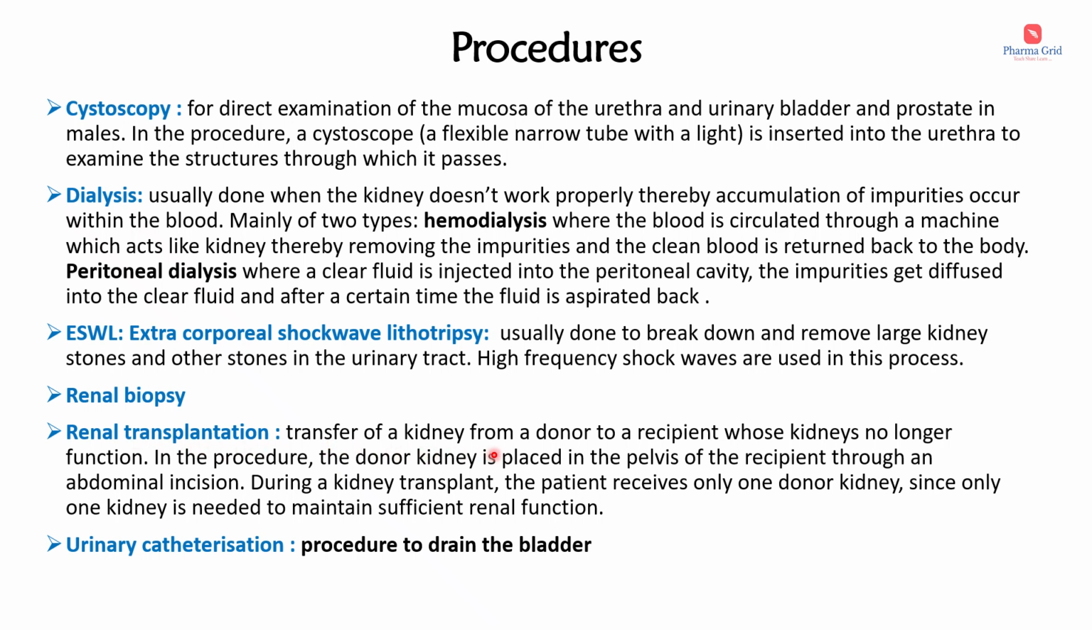Then renal transplantation. Here, a kidney is transferred from a donor to a recipient whose kidneys no longer function. In the procedure, the donor kidney is placed in the pelvis of the recipient through an abdominal incision. During a kidney transplant, the patient receives only one donor kidney since only one kidney is needed to maintain sufficient renal function. Then urinary catheterization. It is a procedure to drain the bladder.